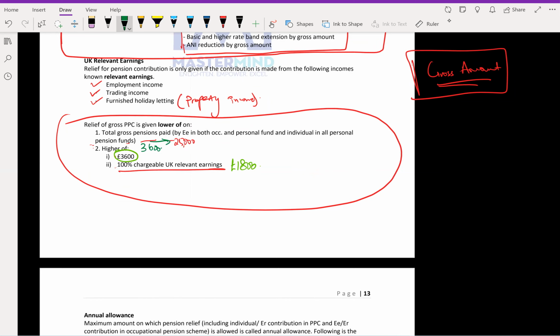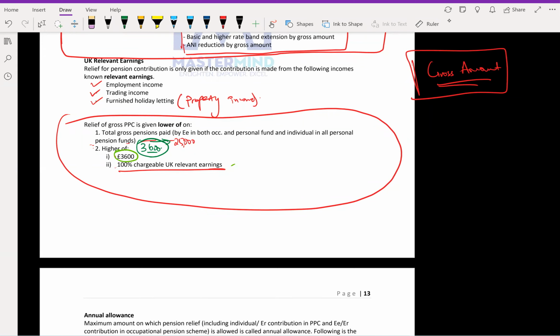And if you compare 3,600 with 25,000, which one is lower then? Obviously 3,600. Just because your UK relevant earnings are not enough to fund the 25,000 pension contributions, you will not get a relief on the entire 25. You will just get a relief of 3,600.